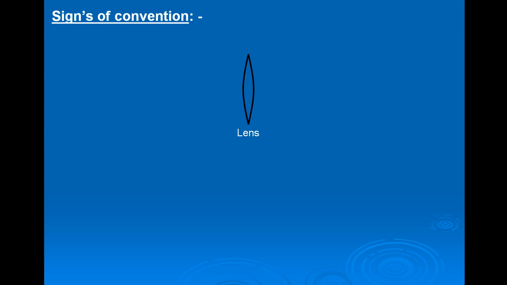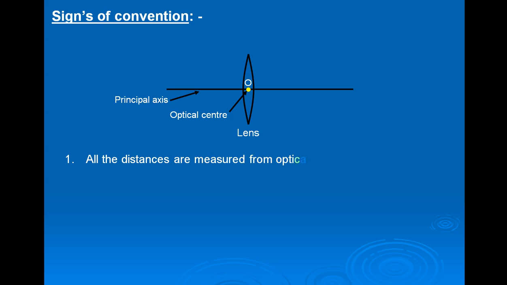Suppose this is the convex lens and this point is O, the optical center, and this is the principal axis of the lens. Now the first sign of convention is all the distances are measured from the optical center as origin. That is, all the distances are measured from point O, optical center.